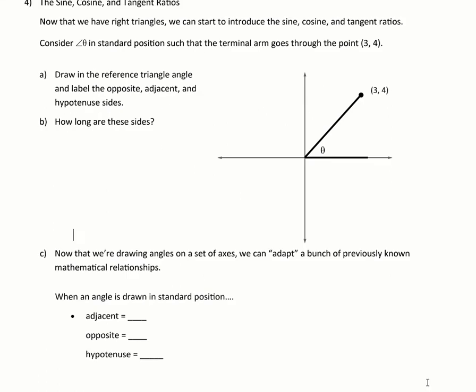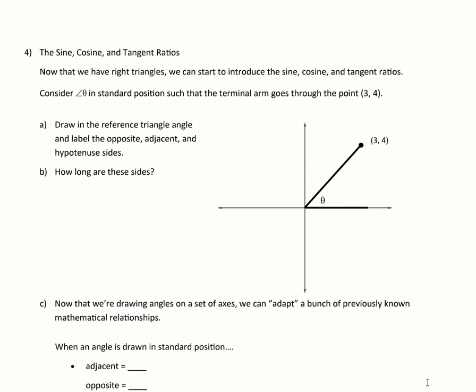Because we started drawing right triangles, we can now start to talk about trig. So let's consider an angle theta in standard position drawn for you here, such that the terminal arm goes to the point 3, 4. First thing we're going to do is draw in our reference triangle. The reference triangle, as always, is between the hypotenuse and the x-axis. So in this case, it's right there.